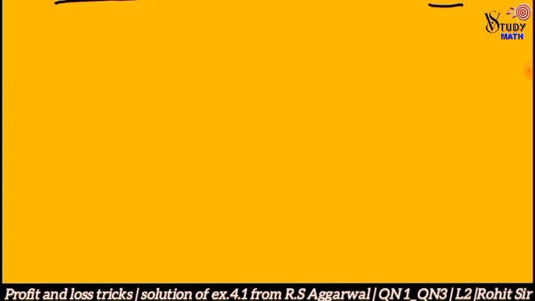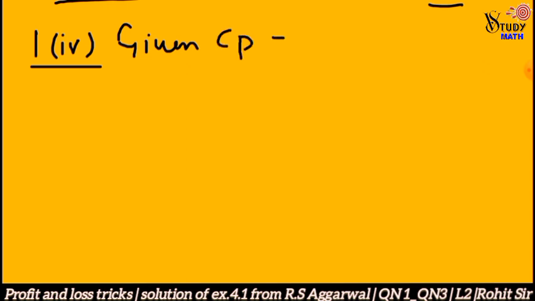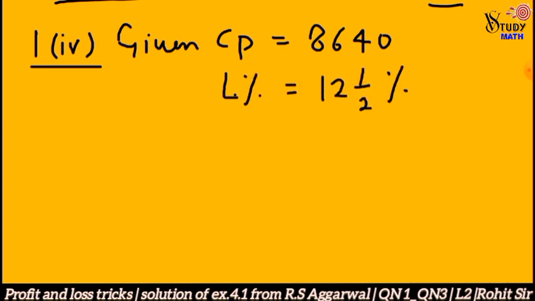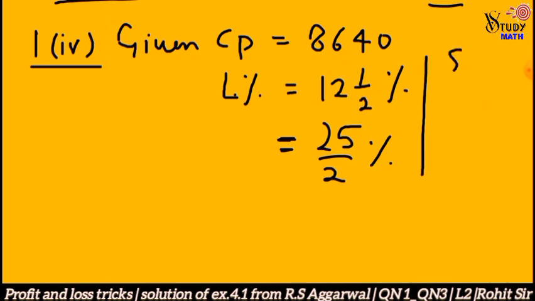Question 1, fourth part of question 1. Given CP is given 8640 and loss percent given here 12 1/2%. We can write this, open the loss percent in a simple form. 12 2s are 24 and 1 is 25, so 25/2%, and we have to find SP here. SP is equal to question mark.